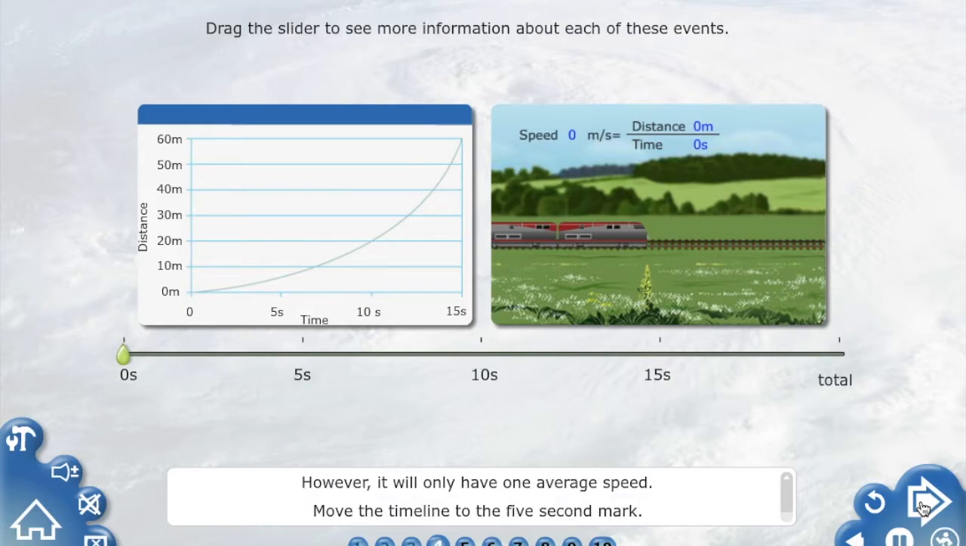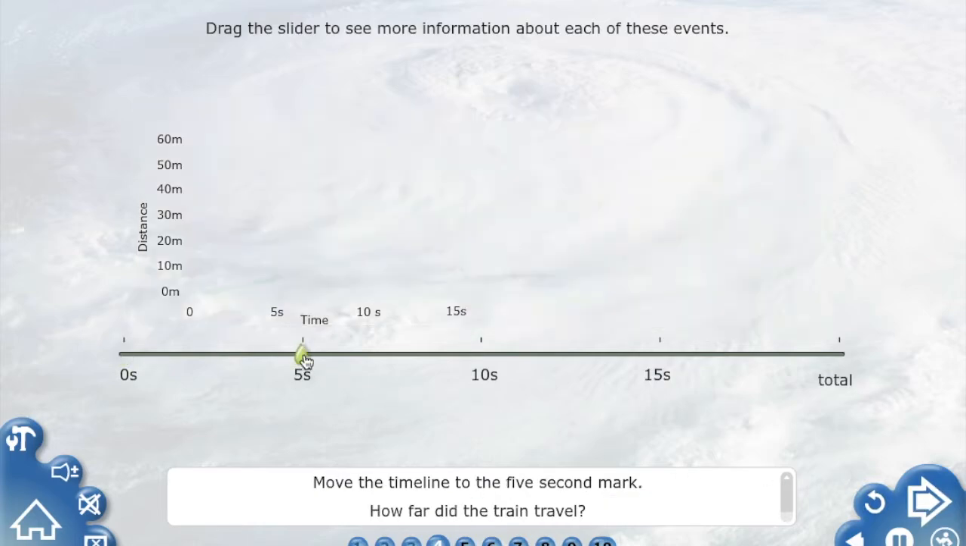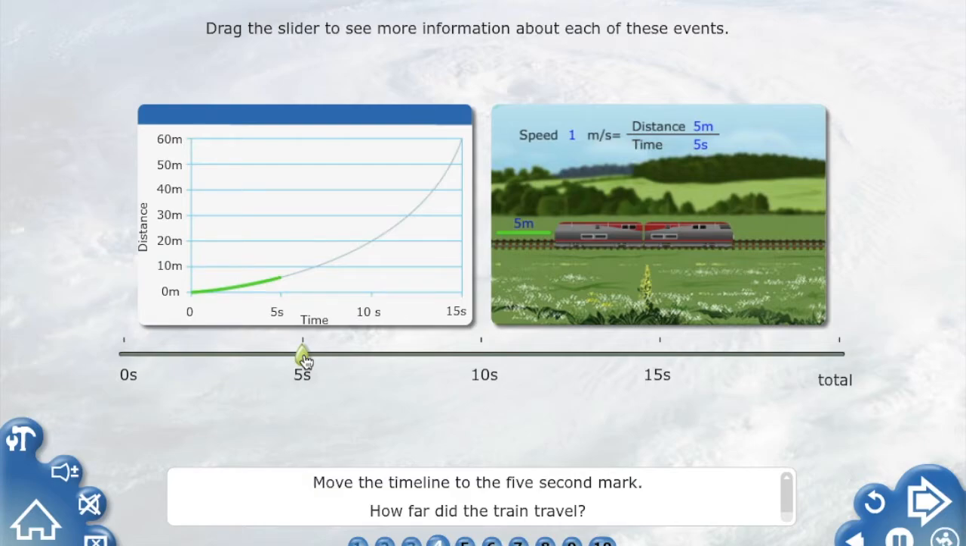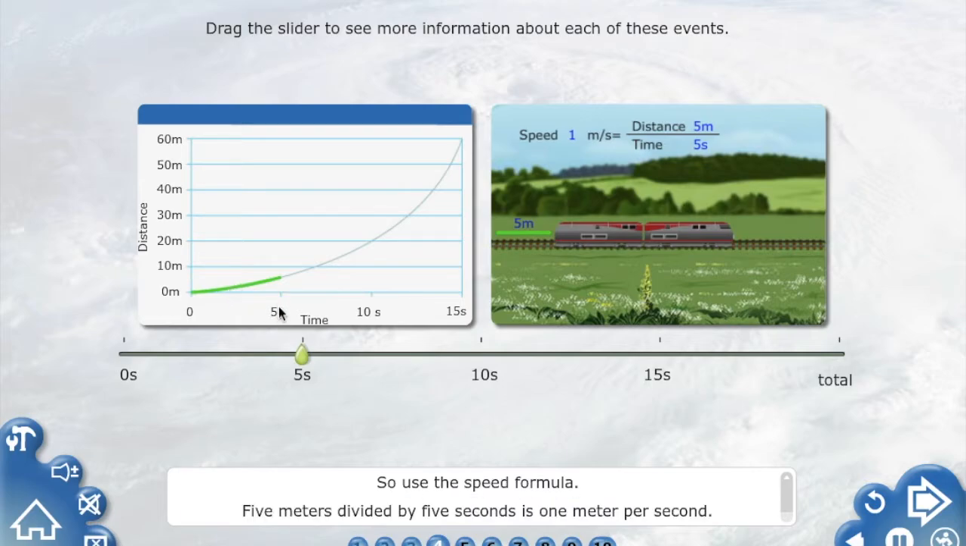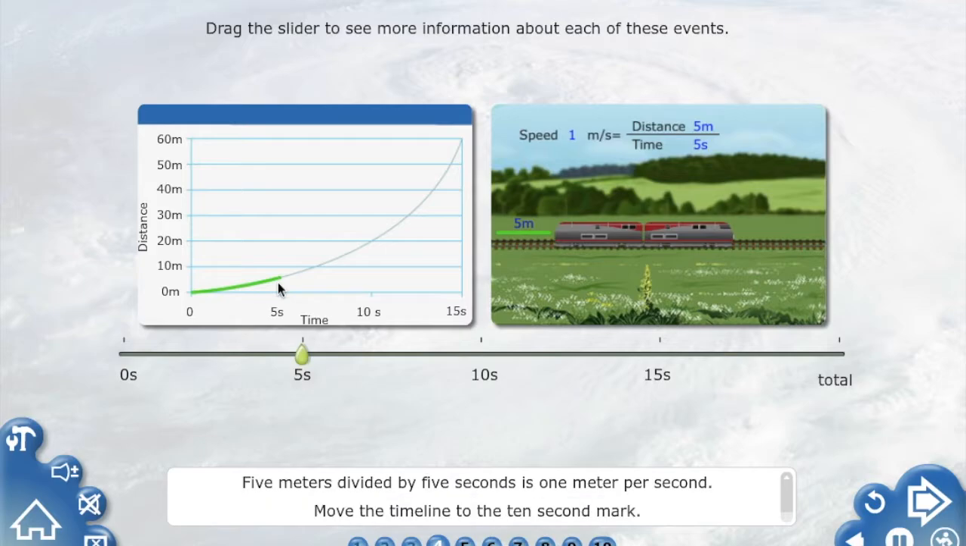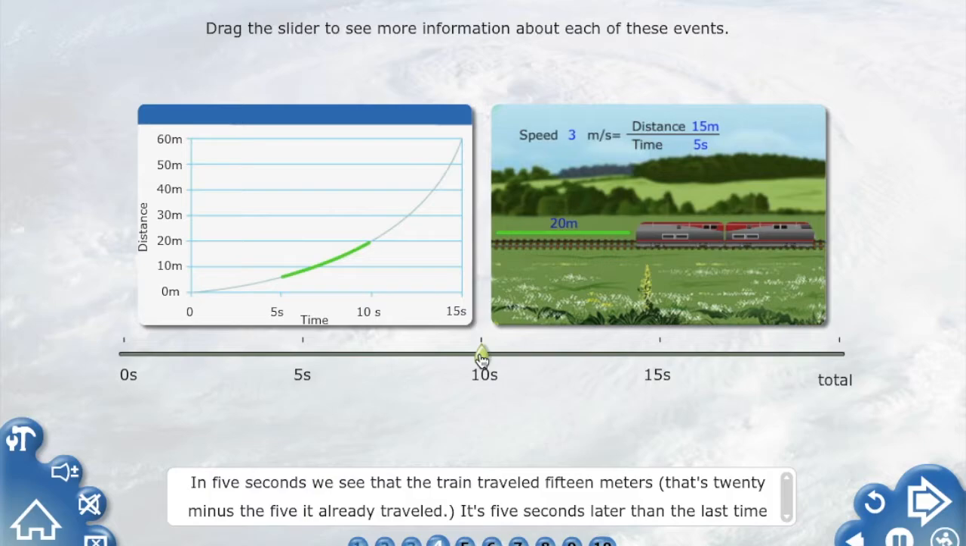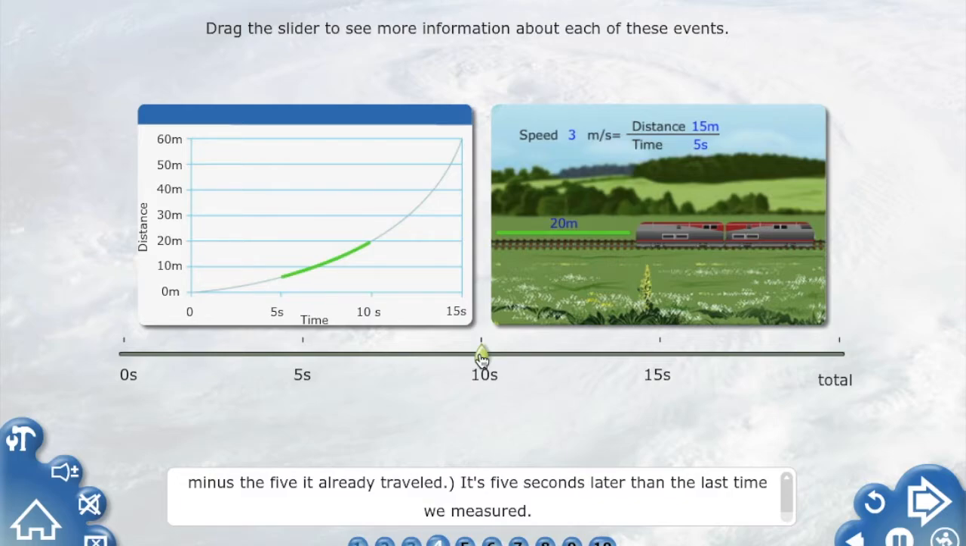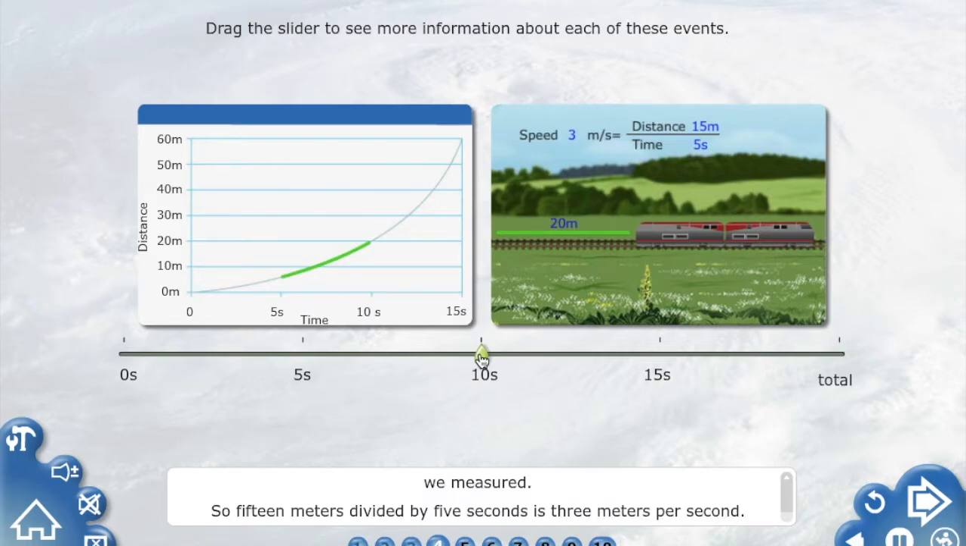Move the timeline to the 5-second mark. How far did the train travel? 5 meters. So use the speed formula. 5 meters divided by 5 seconds is 1 meter per second. Move the timeline to the 10-second mark. In 5 seconds, we see that the train traveled 15 meters. That's 20 minus the 5 it already traveled. It's 5 seconds later than the last time we measured. So 15 meters divided by 5 seconds is 3 meters per second.